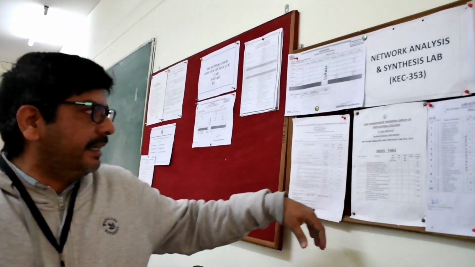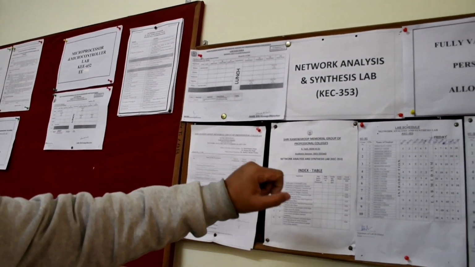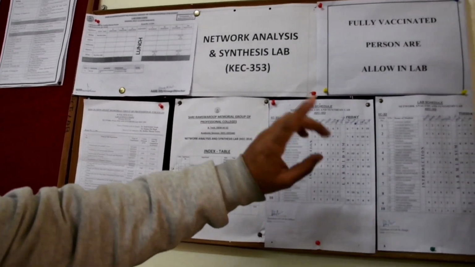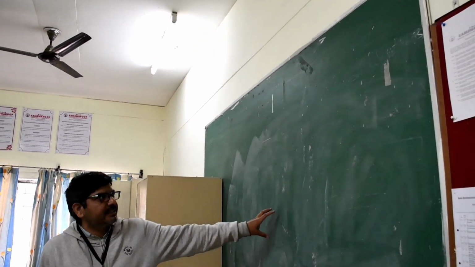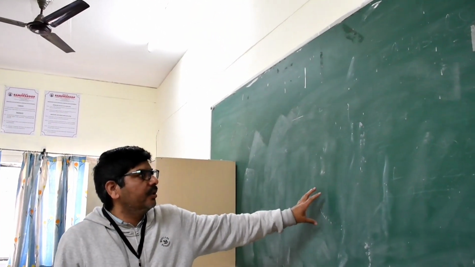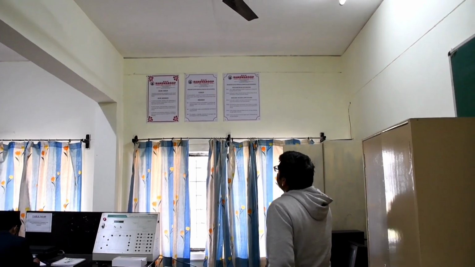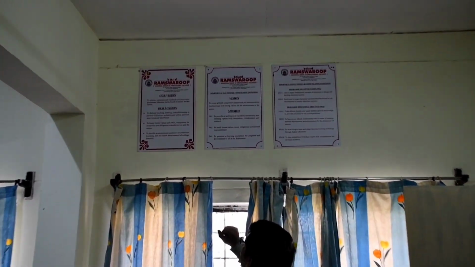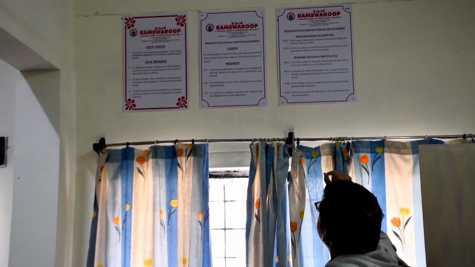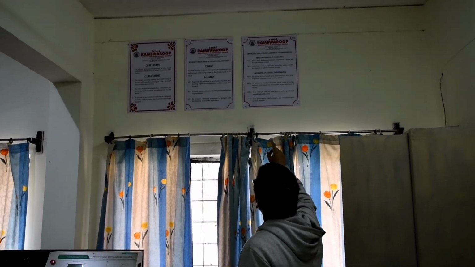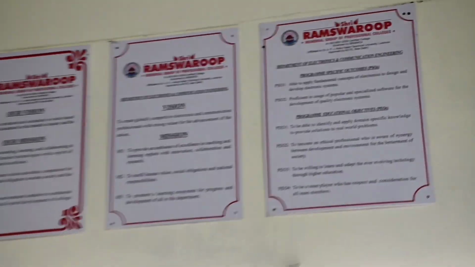this is the internal notice board of the lab where we put index table, lab activity chart, and schedule, etc. And this is our blackboard where we discuss the problem of the student which they are facing during the lab experiment. And in the lab there is our vision and mission of the college as well as our department, electronics and communication itself, and there is one other thing which we are displaying in the lab, program specific outcomes and program educational objectives to the student.